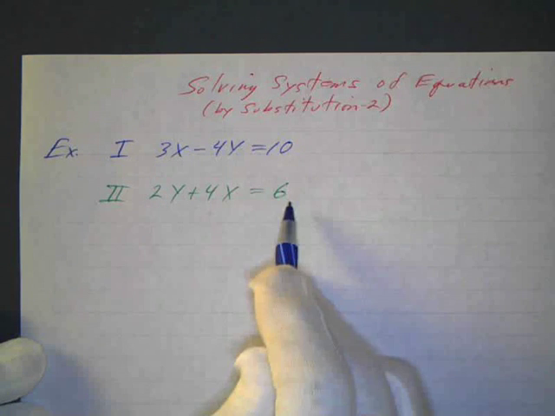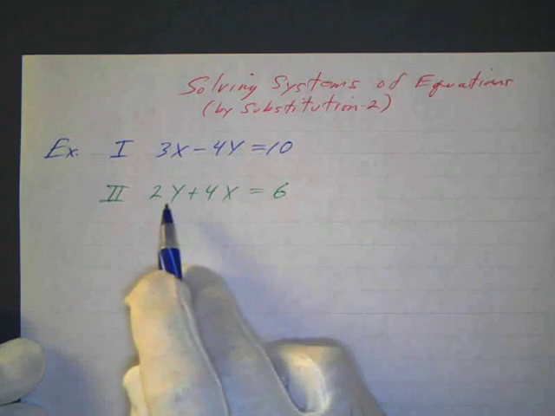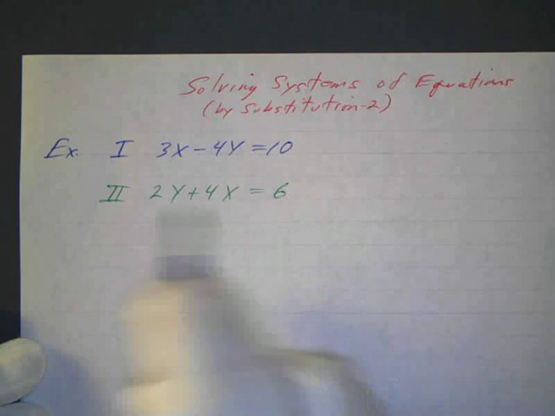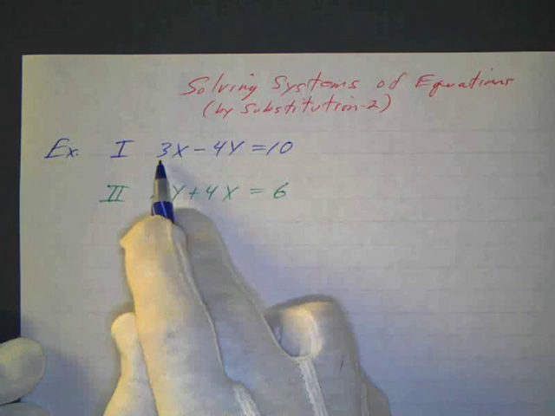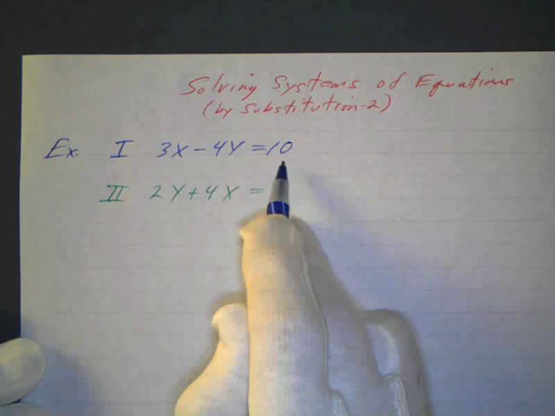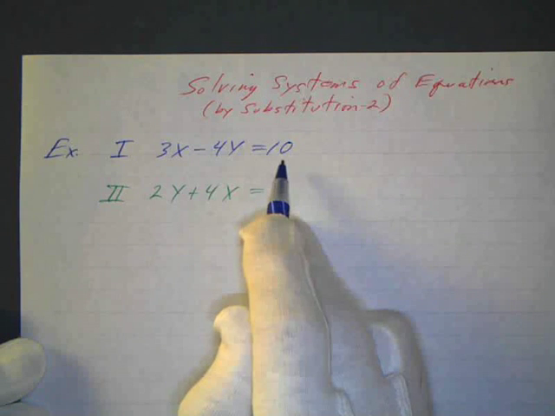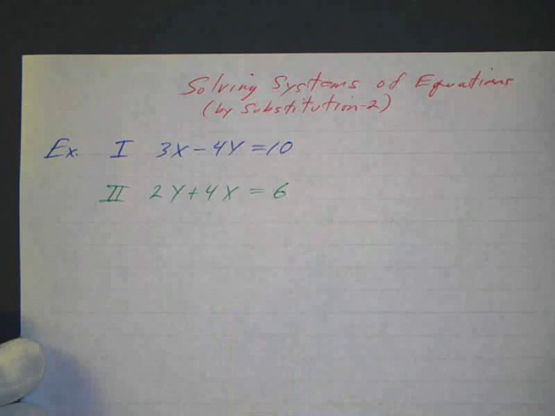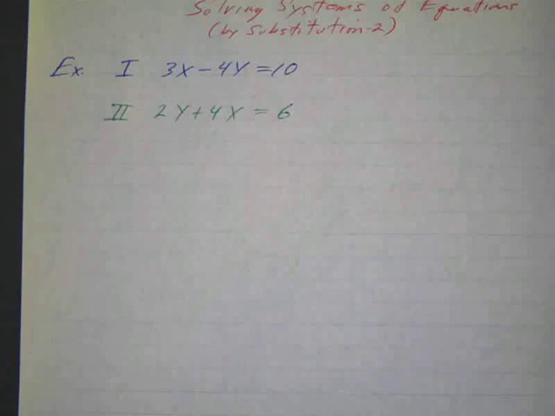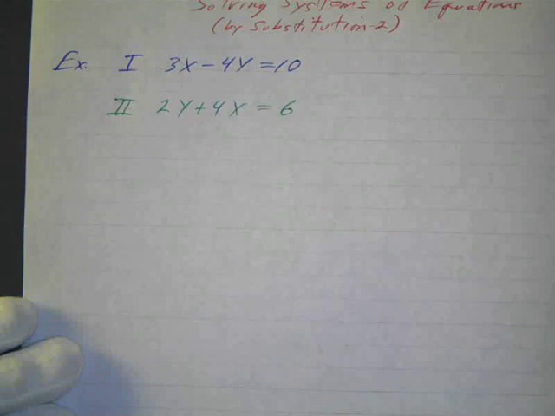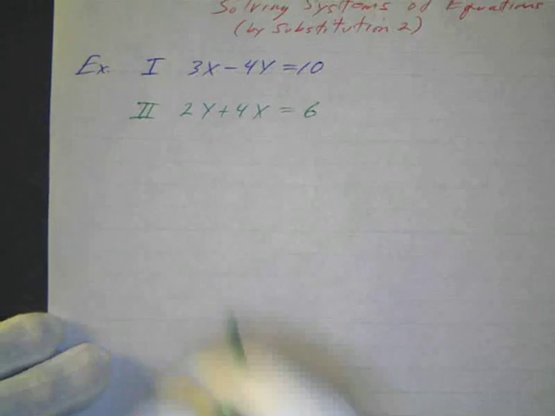I notice that 2, 4, and 6 are all divisible by 2, so I think it might be easier for me to solve for y, because y is a little smaller. 3 doesn't go into 10, so that's kind of an odd fraction. I could do it, but it would be a little bit more complicated. So I want to avoid dealing with fractions as much as I can. So let's try number 2. Let's take equation number 2 and solve that for y.